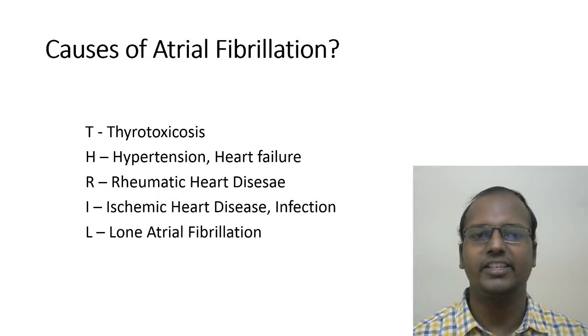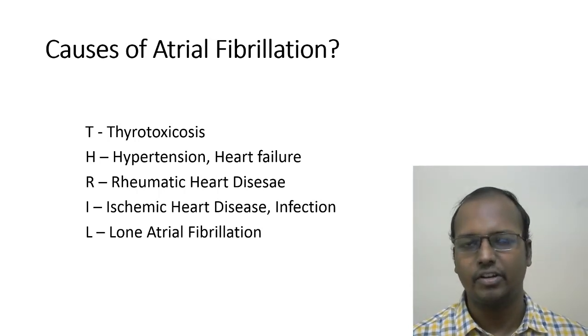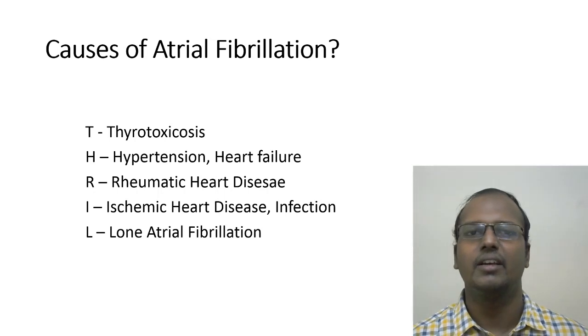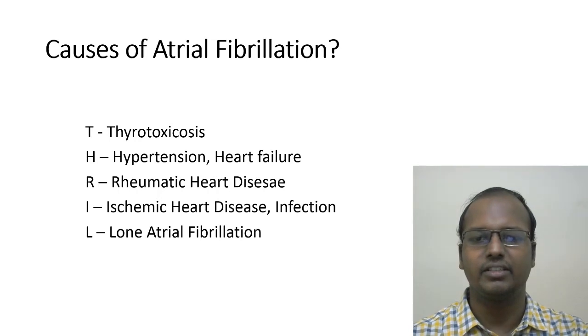Okay, these are the causes. THRIL is a mnemonic to remember the causes of atrial fibrillation. T for thyrotoxicosis, H for hypertension, heart failure, R for rheumatic heart disease, I for ischemic heart disease and infection, L for lone atrial fibrillation.